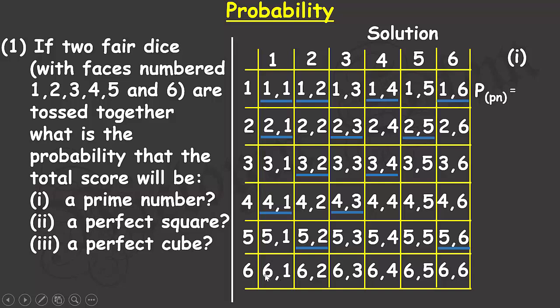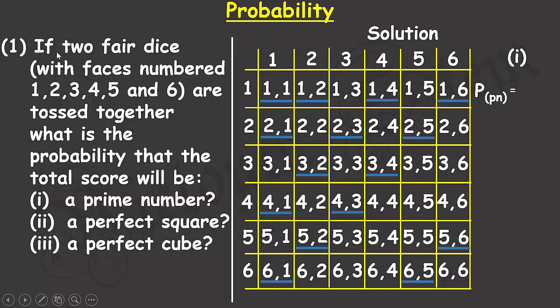Then the last row, 6 plus 1 is 7. 7 is a prime number. And then 6 plus 5 is 11. So I'll count the total pairs that gave me a number that is a prime number. So I have 1, 2, 3, 4, 5, 6, 7, 8, 9, 10, 11, 12, 13, 14, 15.